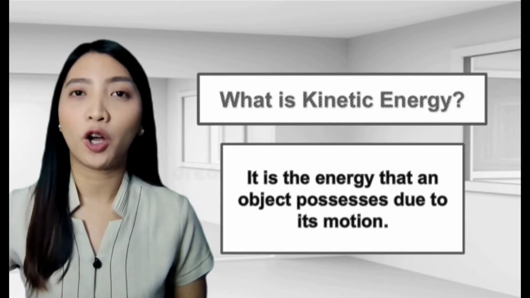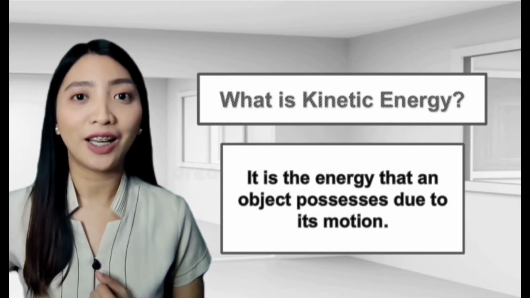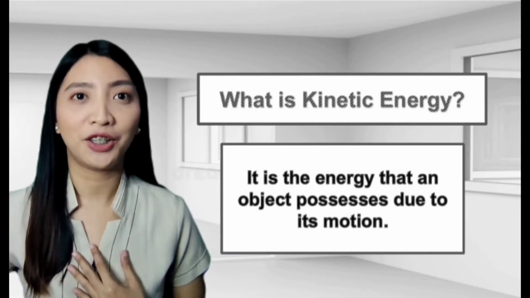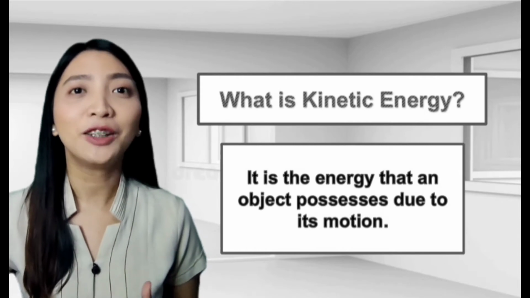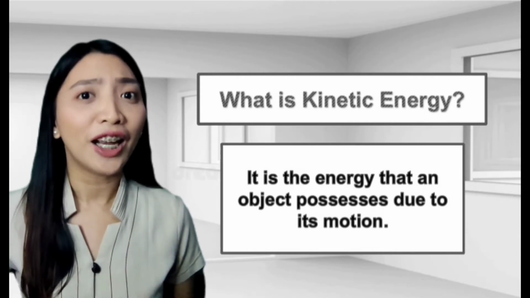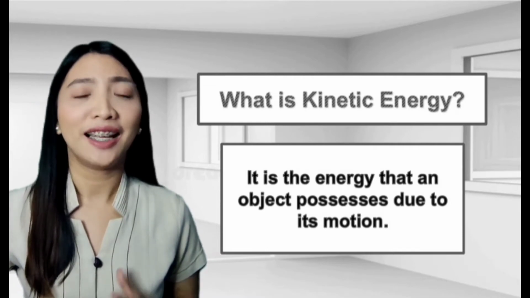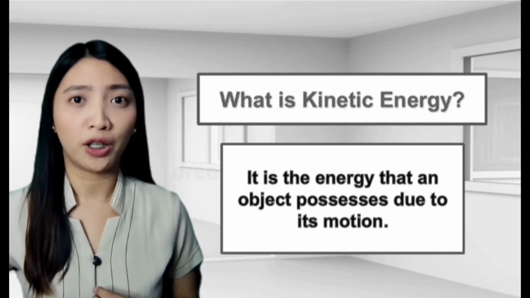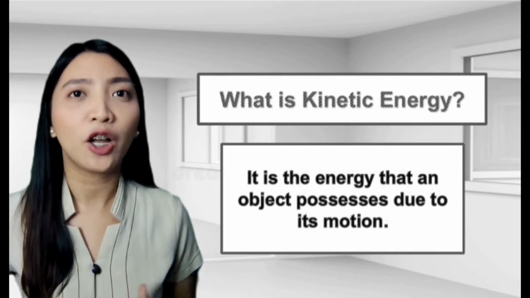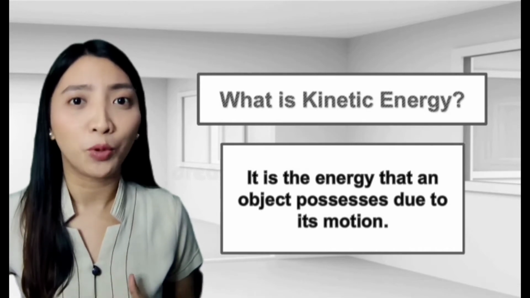In order for an object to move, the stored energy or the potential energy in the object must be used and converted into kinetic energy. Therefore, kinetic energy is the energy that an object possesses due to its motion, or simply the energy of all objects in motion.